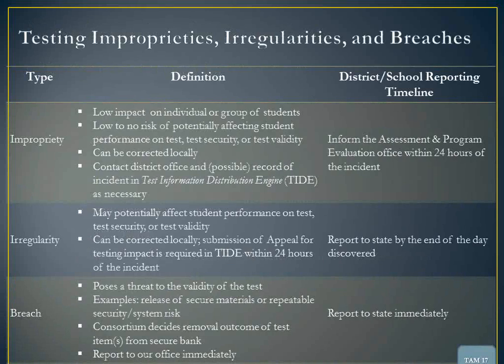So we're going to go over some testing improprieties, irregularities, and breaches. And so we have 3 different levels in regards to testing as a whole. So impropriety is the lowest action, so it has little to no risk on test security and validity.